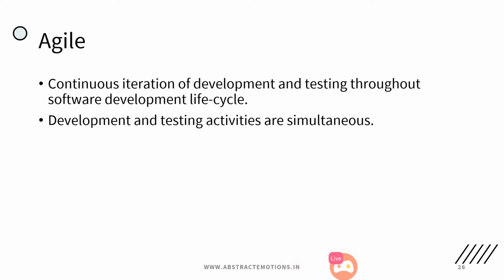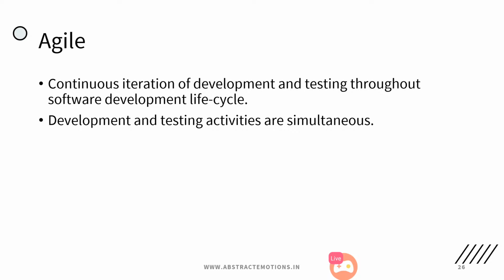And then agile is continuous iteration, development, and testing throughout the software development life cycle. Development and testing activities happen simultaneously. Agile works like this. Suppose somebody has given you 4 parts of a software to develop, and you developed one part. Instead of waiting for all the parts to be assembled together, you give your software with one part and tell them to use it, and you will be updating it soon.